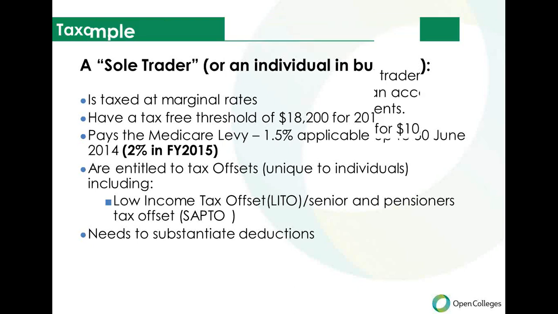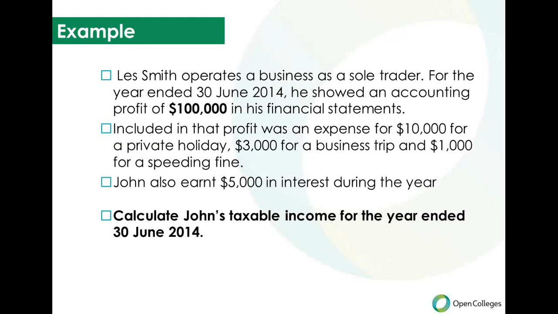Les operates a business as a sole trader. For the year ended 30 June 2014, he showed an accounting profit of $100,000 in his financial statements. Included in that profit was an expense for $10,000 for a private holiday, $3,000 for a business trip, and $1,000 for a speeding fine. He also earned $5,000 in interest during the year. So the question is, calculate John's taxable income for the year ended 30 June 2014.